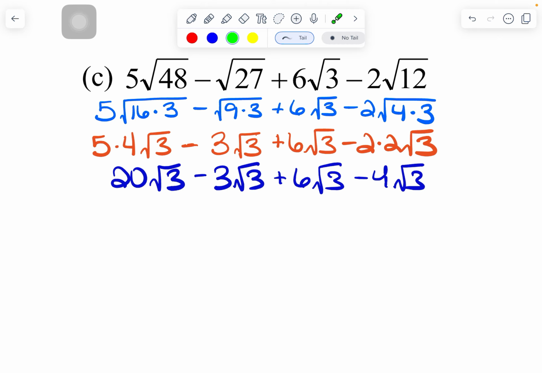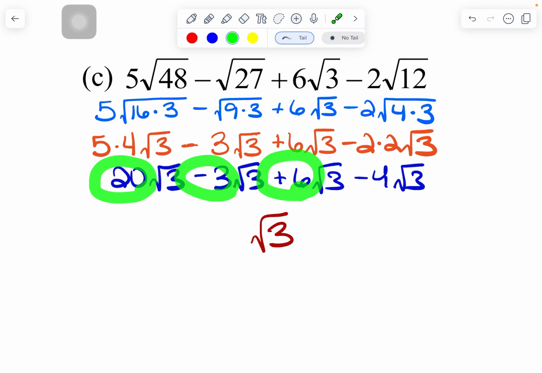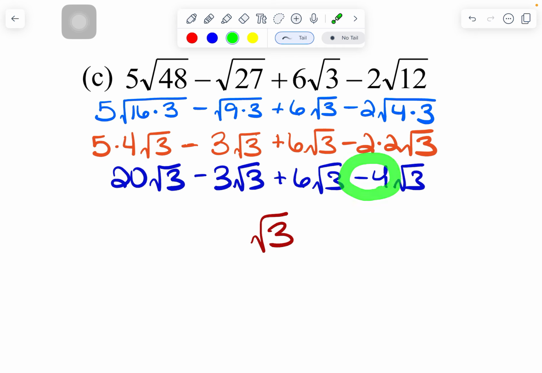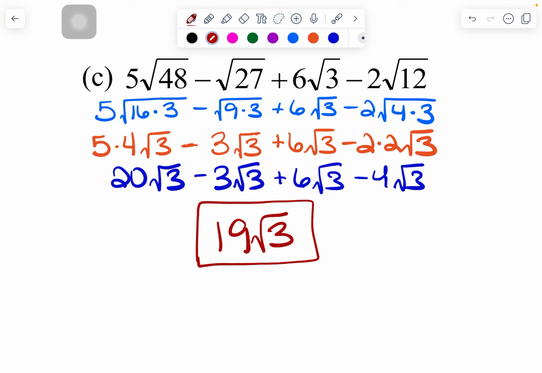So I'm simply going to work my way from left to right, adding and subtracting as I go. I know my answer is absolutely going to have a root 3 in it, okay? But let's see, I've got 20 minus 3 is 17. 17 plus 6 is 23. We'll go with that. And then 23 minus 4. I'm hoping the brain is mathing and I'm going to get a 19. So 19 root 3 there.